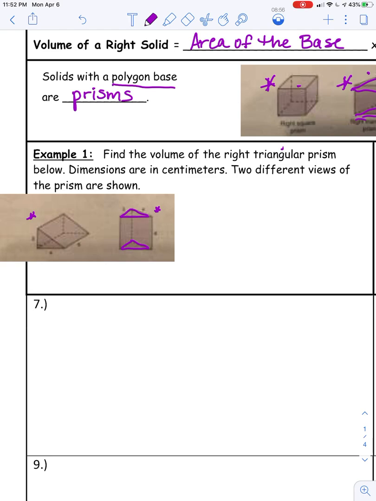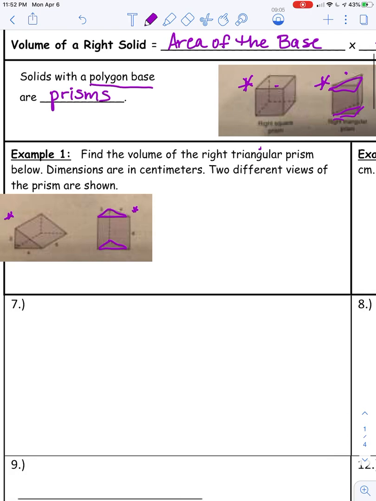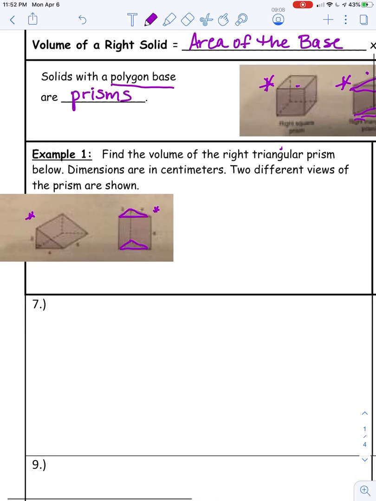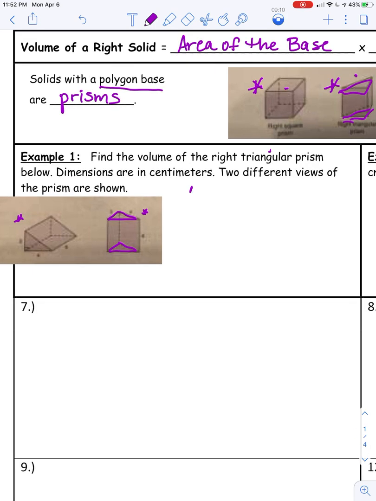And so now to find the volume of this right triangular prism, first of all, let's write down what we said the formula for the volume is. So volume equals the area of the base times the height. Make sure you write this in your notes. So let's figure this out. What is the area of the base?